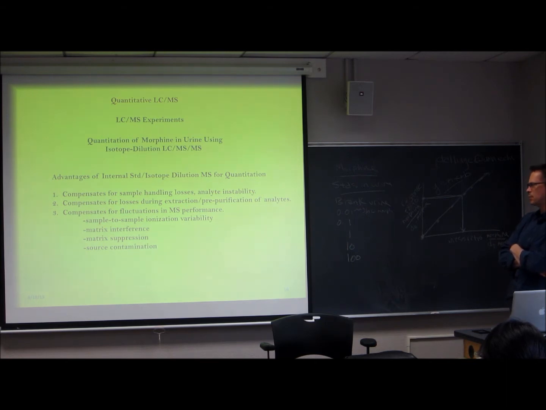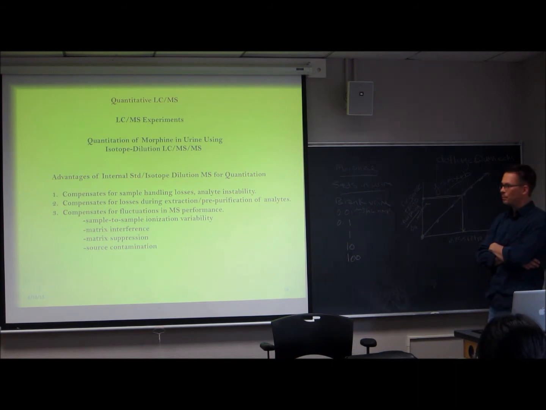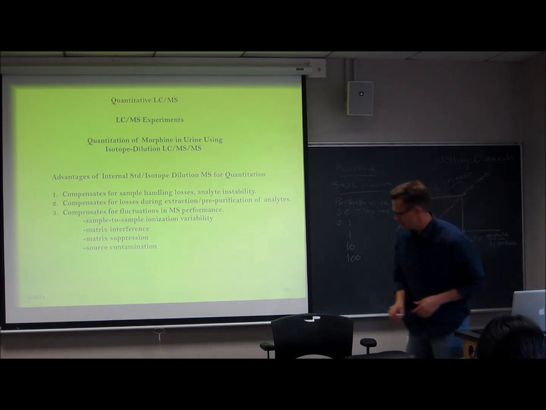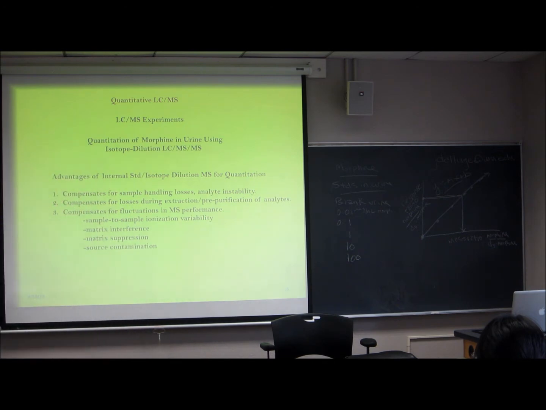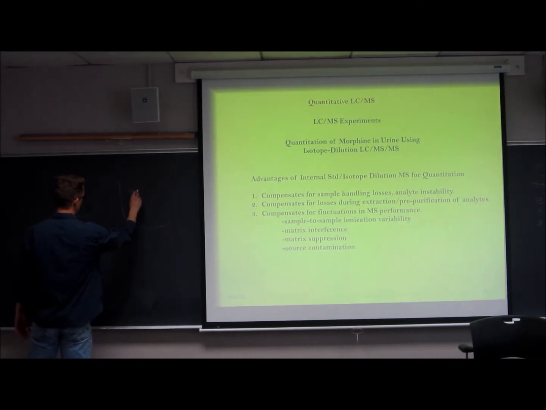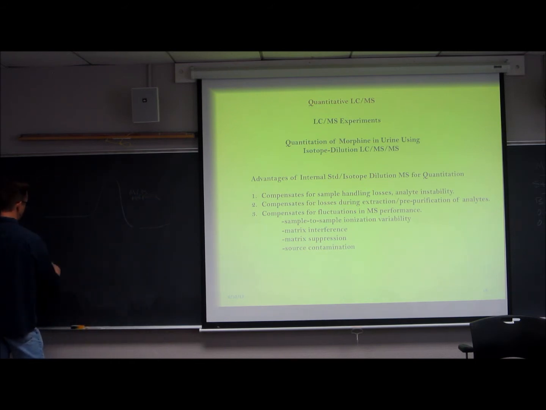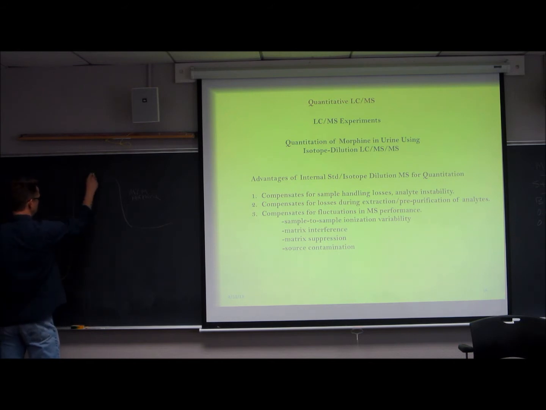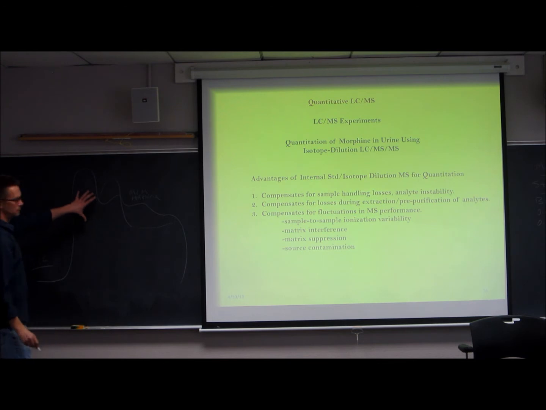Matrix interference, matrix suppression, source contamination. Like I said before, mass spec doesn't eliminate the need for chromatography. When you've got really bad coelution, I mean, morphine's coming out in a chromatogram right here. You're monitoring your MRM for morphine. You look at the total ion chromatogram in a full scan experiment, and you've got this big blob of junk from your matrix coming out underneath this.